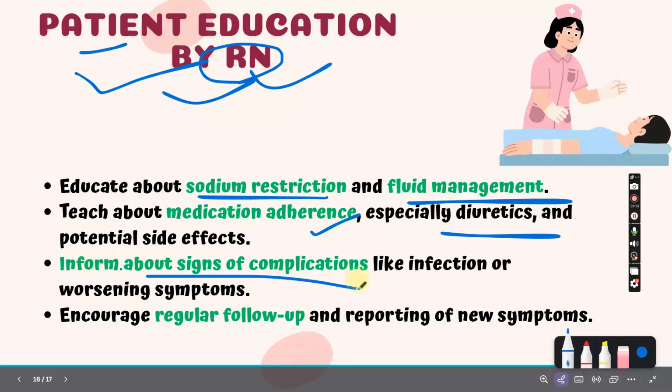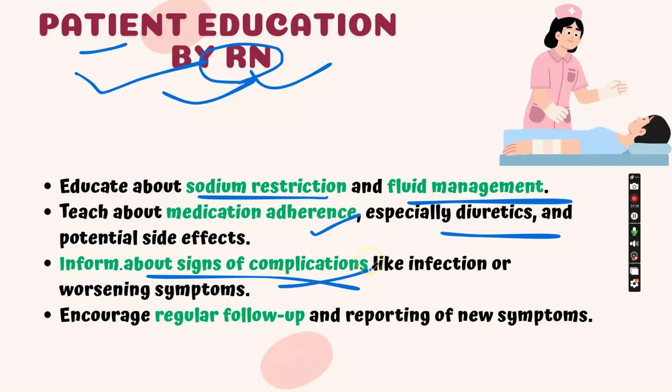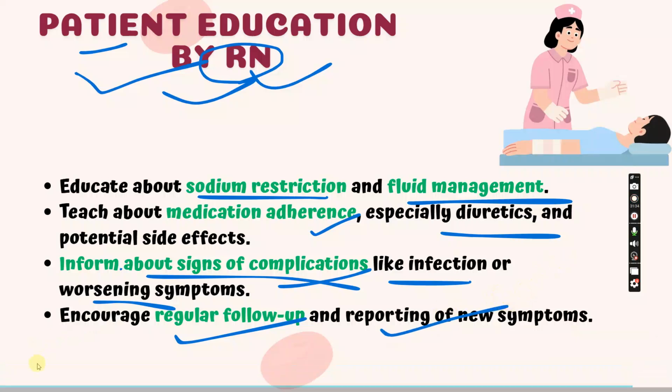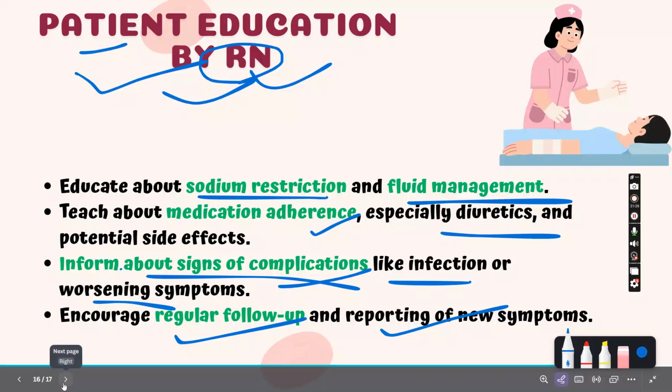Then tell the patient that if you experience any kind of complication like infection, worsening symptoms, or fever, or fluctuations in blood pressure from the normal range, then inform us immediately. These might be complications. Encourage the patient to have regular follow-ups and report any new symptoms. So these are the things that we will ask the patient to do and teach them.